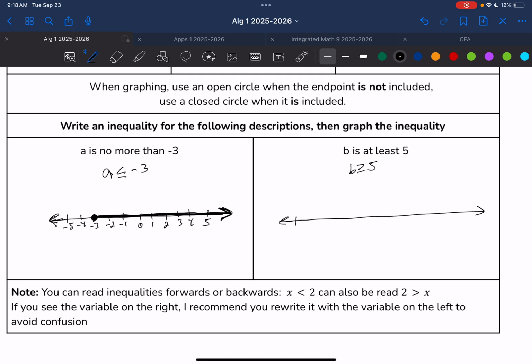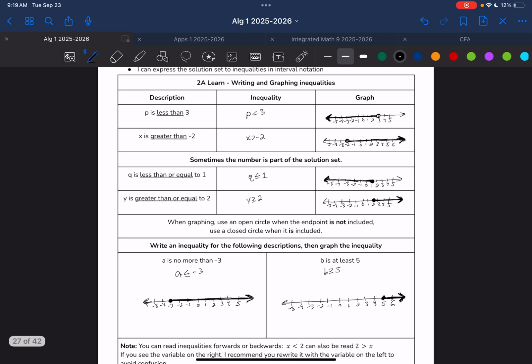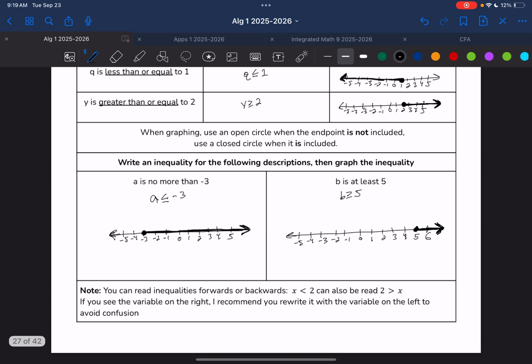And if we want to draw that out, we would have -5, -4, -3, -2, -1, 0, 1, 2, 3, 4, and 5. And then if we have greater than or equal to 5, we're going to start at 5. We're going to have it shaded in, and then we're going to shade all numbers greater than it. So this number line would go on to 7, 8, 9, all the way up to infinity. That's what the arrows mean. So anything bigger than 5 would work.